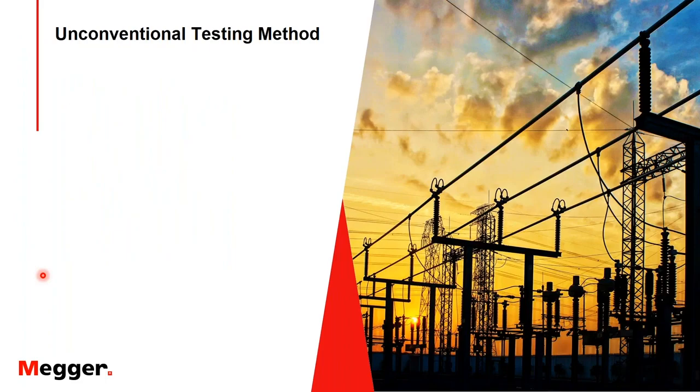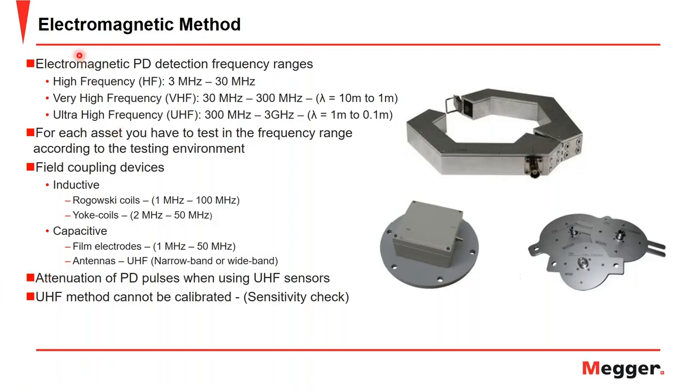Now that we've covered the conventional testing method, let's move into the unconventional testing methods. First, we'll discuss the electromagnetic testing method, where PD detection is done by electromagnetic transients that are captured by means of inductive and capacitive sensors, as well as specially designed field probes. When we talk about these sensors, the PD detection has different frequency ranges.